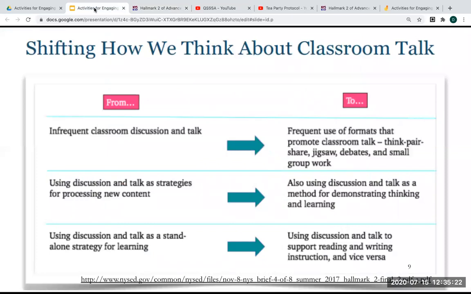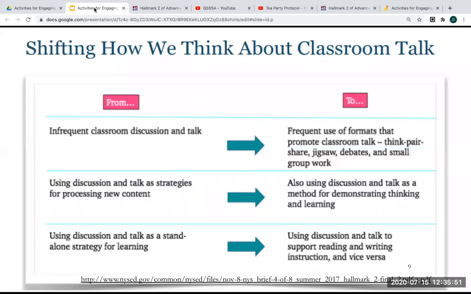So our typical classroom talk used to be infrequent. And a quiet classroom was, you know, the most productive classroom, and it's what supervisors wanted to see. But we're moving away from that, in that frequent use of formats that promote classroom talk. So think, pair, shares, jigsaws, debates, small group work, and the activities that I'm going to share with you that allow students the opportunity to have conversations and move around the classroom.